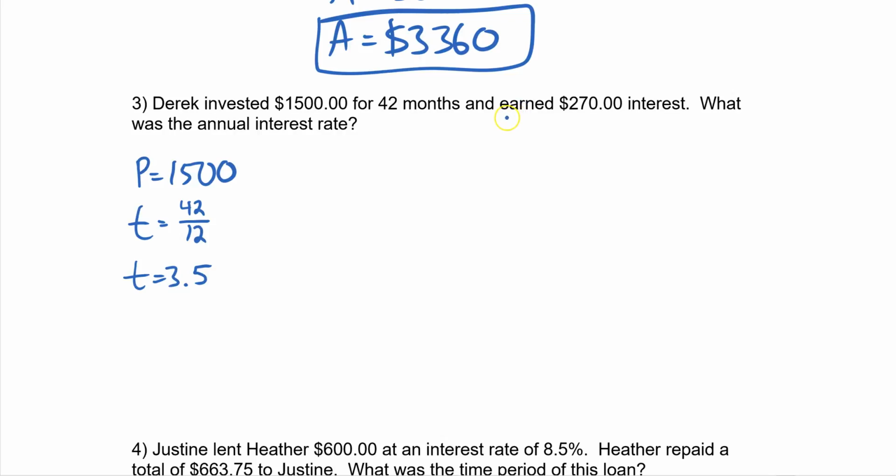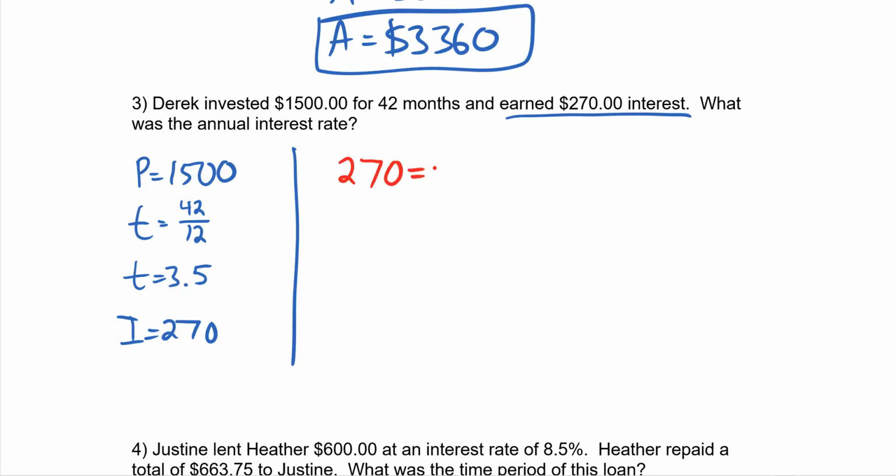Now, the last part of this question, he earned $270 interest. This actually means that I is $270. What we want to figure out is the annual interest rate, which is R. So I'm going to substitute everything that I know into the equation. 270 is my I value, equals 1,500 principal times R times T, which is 3.5.